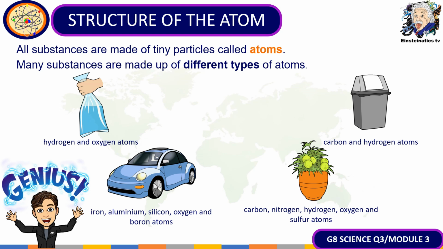Remember that all substances, or ibig sabihin lahat ng bagay dito sa mundo, ay binubuo ng maliliit na mga particles, and this is what you call as atoms. So here are the examples. So say for example water. So yung water ay binubuo siya ng hydrogen at saka ng oxygen atoms. We have also a plant na binubuo siya ng iba't ibang klase ng mga atoms together with the car, the trash bin, yung humans, and all other things.